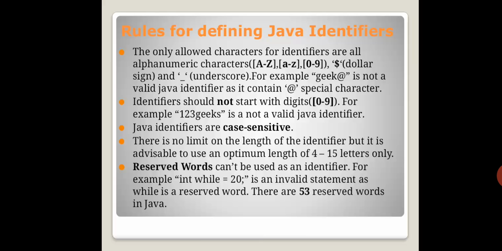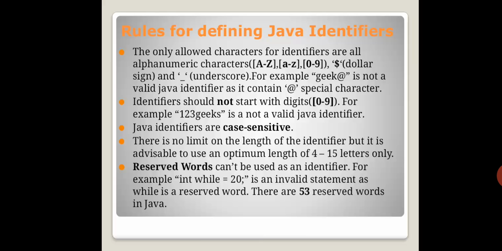Okay, now reserved word cannot be used as an identifier. For example, int while equal to 20. This statement will not be valid, isn't it? It will be an invalid statement, because while is a reserved keyword. You are using the while keyword for while loop and do while loop, so the same cannot be used as a variable. You cannot initialize any value to reserved keywords.